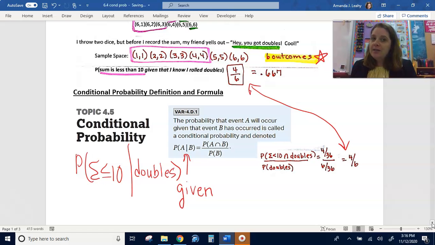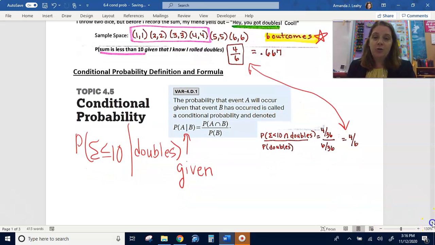Okay, so the idea with the conditional probability formula is that if there's no way to kind of reason it out, if you know these two features, you can put them into the formula to solve. So let's see what that looks like on the next page.